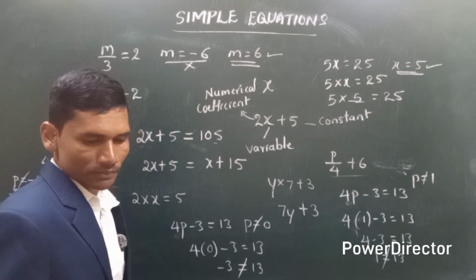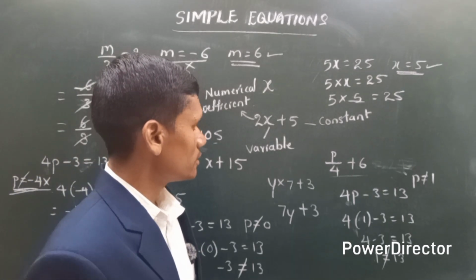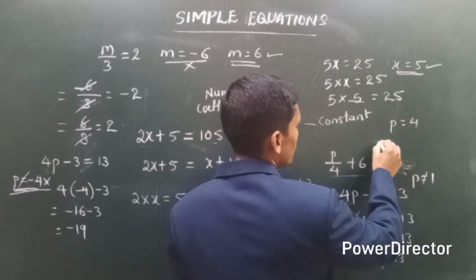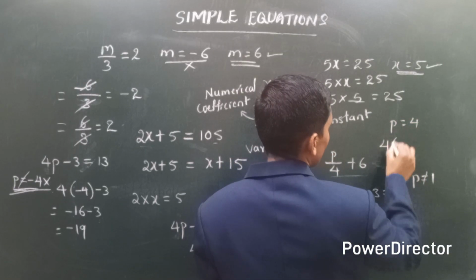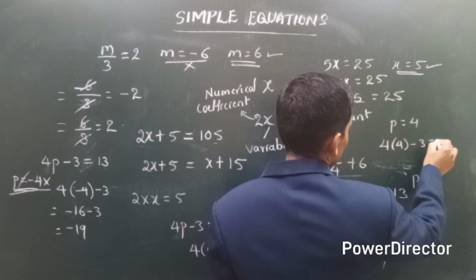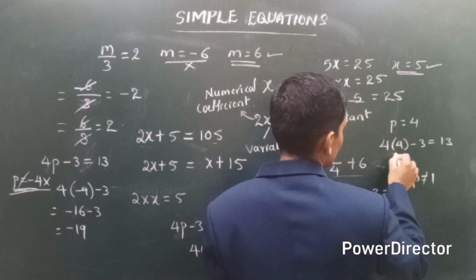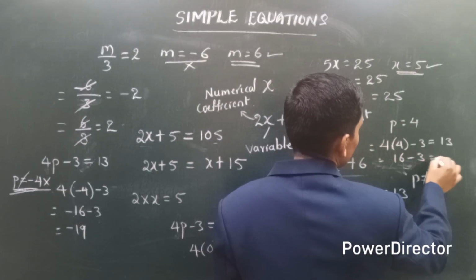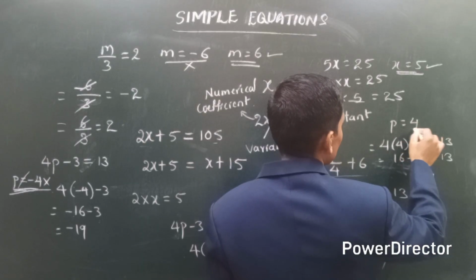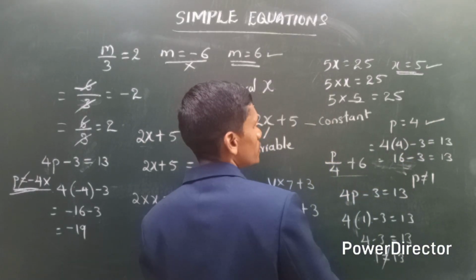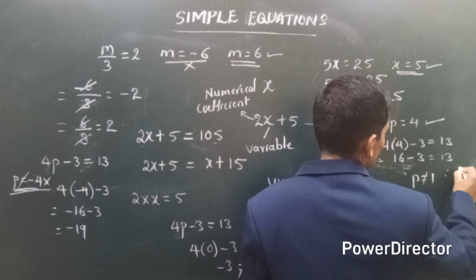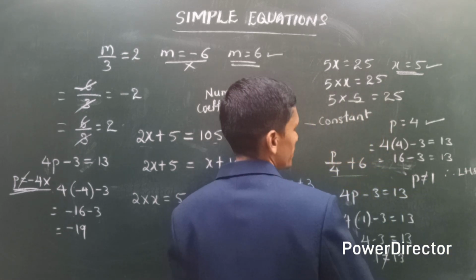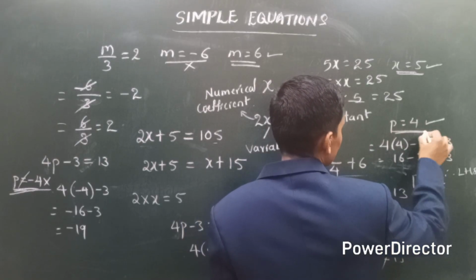Okay, next, if you want to get 13, if p is equal to 4, you substitute, what happens? 4 into 4 minus 3 equal to 13. 4 fours are 16, right? 16 minus 3 becomes 13. It means p is equal to 4 is the right value actually. Therefore, LHS equal to RHS, and that is why p is equal to 4 is the right value.